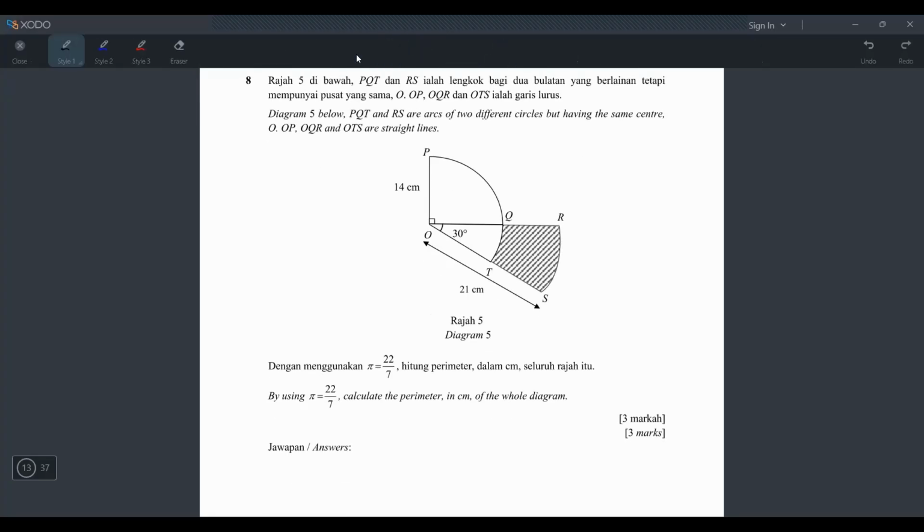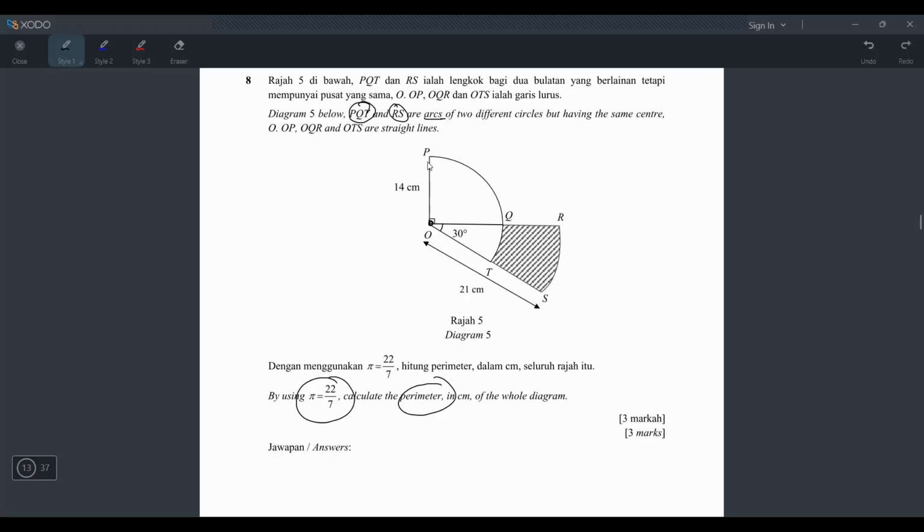Number 8, diagram 5 below, PQT and RS are arcs. Arc means the lengkung, lengkok, of two different circles but having the same center. We have the same center. The first arc is PQT, and then the second arc is RS, and they have the same center. But we can see clearly the radius is not the same, only the center is the same. And then they say OP, OQR, OTS are straight lines. Okay, no problem. And then by using pi 22/7, calculate perimeter of whole diagram.